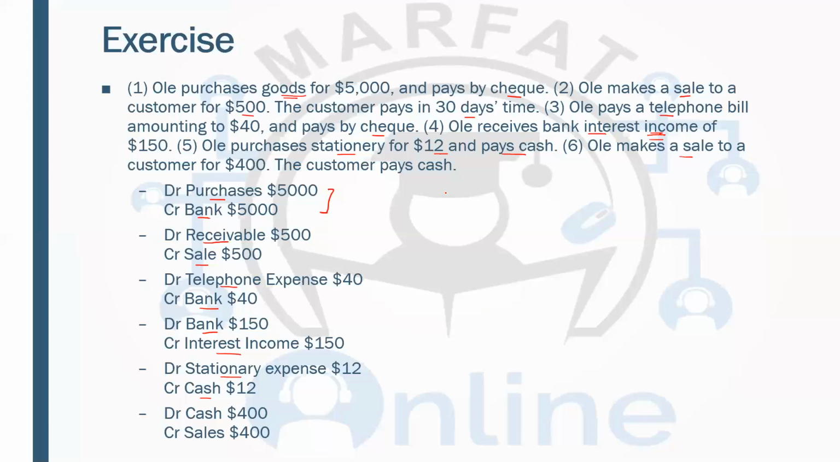Ole makes a sale to the customer for $400. Again, sale is the revenue, so sales account credit and cash account debit, because the customer is paying in cash. Now this is the basic thing you need to understand.